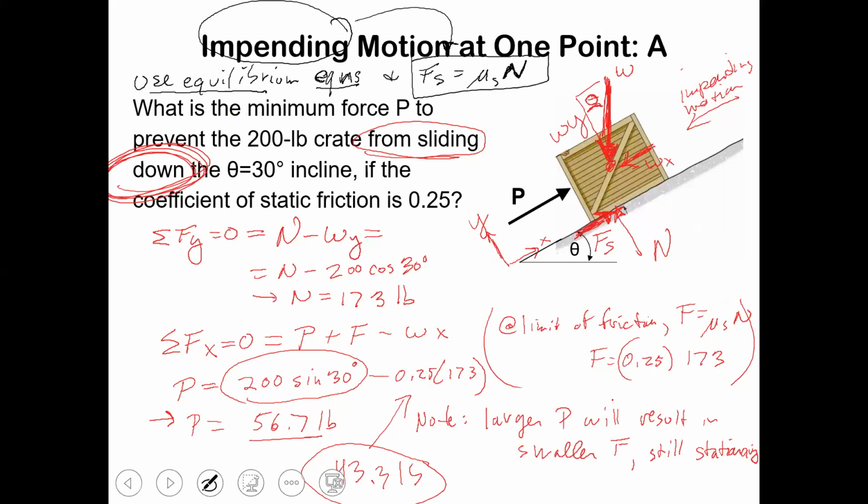And this is the case where, with the crate, we want to know, not whether the crate's going to slide down or stick, but what's the minimum force we have to apply to prevent that crate from sliding down. And in that case, impending motion is down. So friction is up. Friction is helping us. If you're trying to keep this thing from sliding down, you don't have to press as hard as you would if there wasn't any friction. Friction is helping you. Okay, you set up the equation, you solve for that.